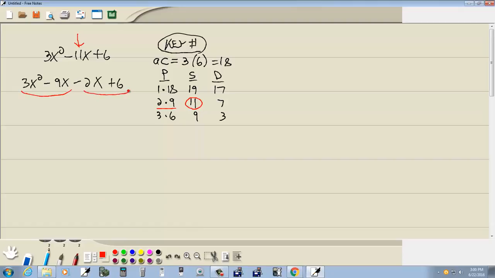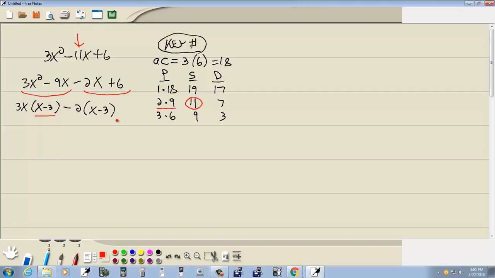Then we want to factor by grouping. If I look at the first group, they have a 3x in common. And that gives us x minus 3. Now the second group, they're both divisible by 2 and the first term's negative, so we'll factor out a negative 2. And that gives us x minus 3.